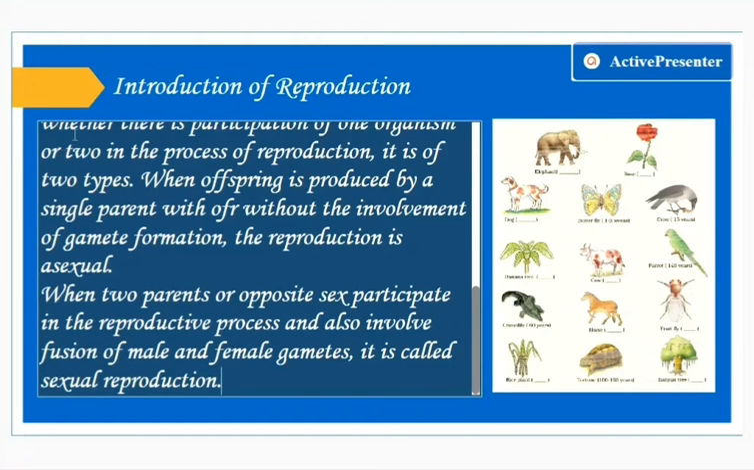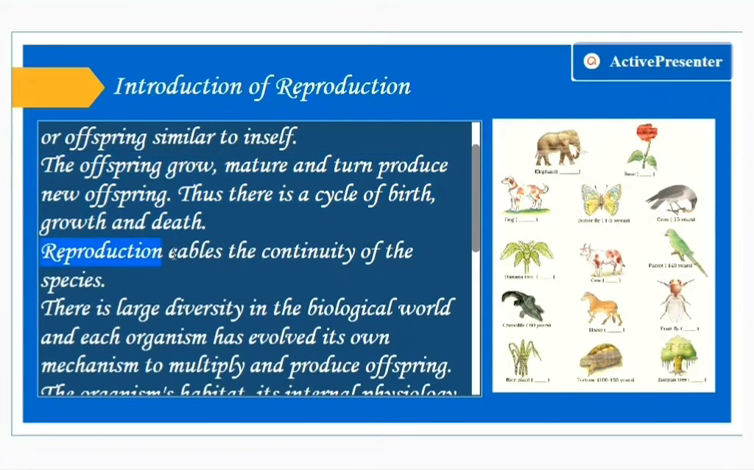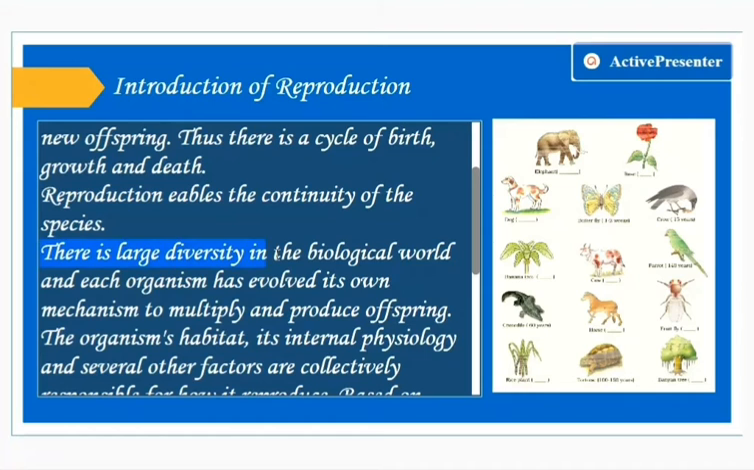So this is the written statement of the introduction of reproduction. We try to understand reproduction, defined as a biological process in which an organism gives rise to young ones or offspring similar to itself. The offspring grow, mature and in turn produce new offspring. Thus there is a cycle of birth, growth and death. Reproduction enables the continuity of the species. There is large diversity in the biological world and each organism has evolved its own mechanism to multiply and produce offspring.